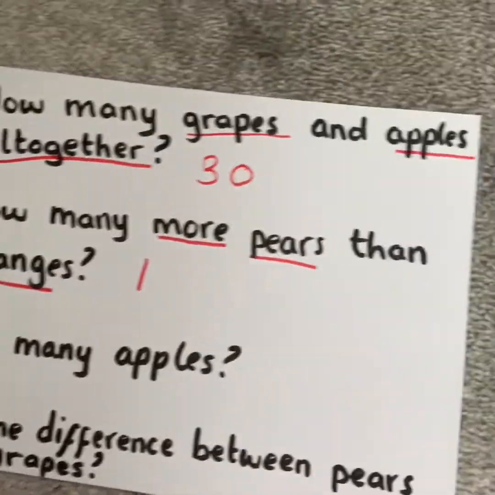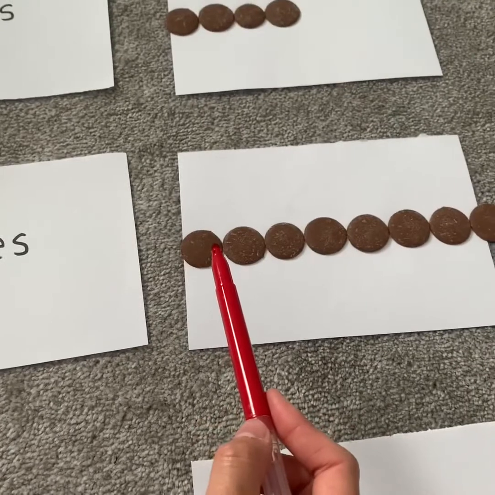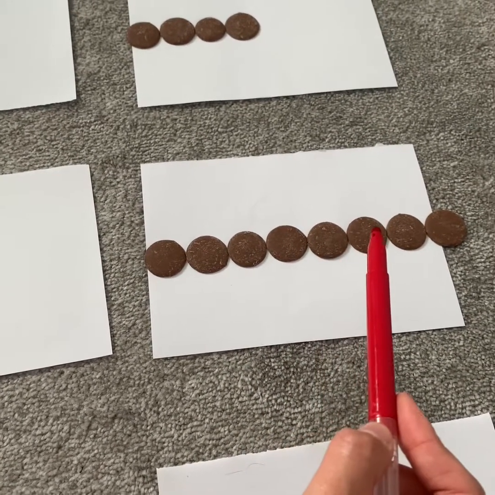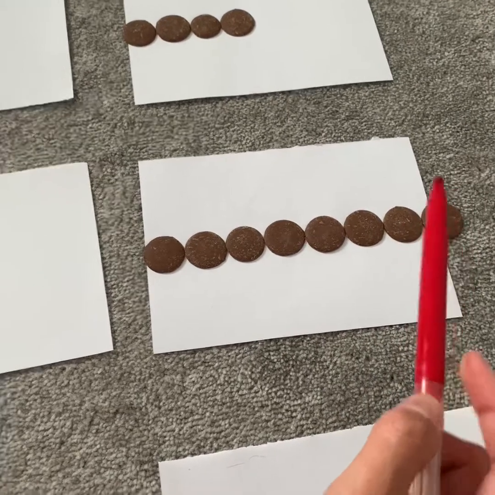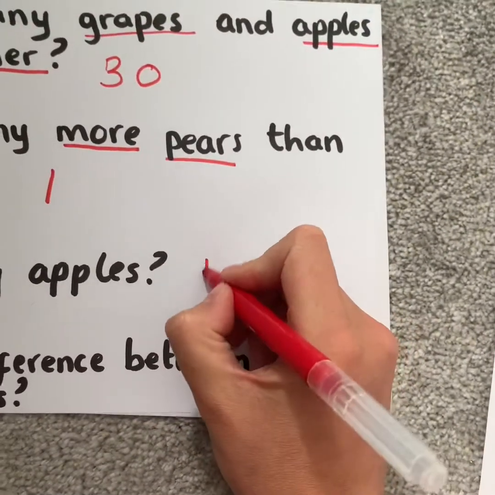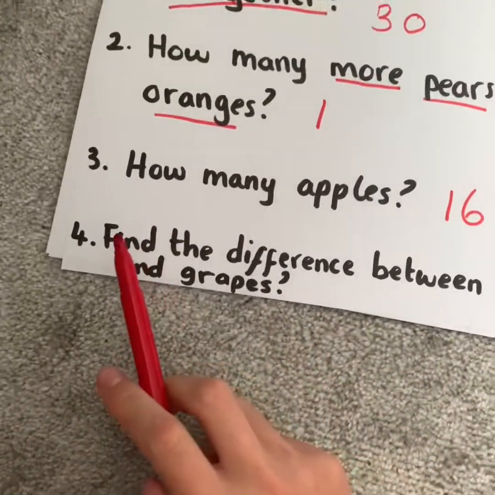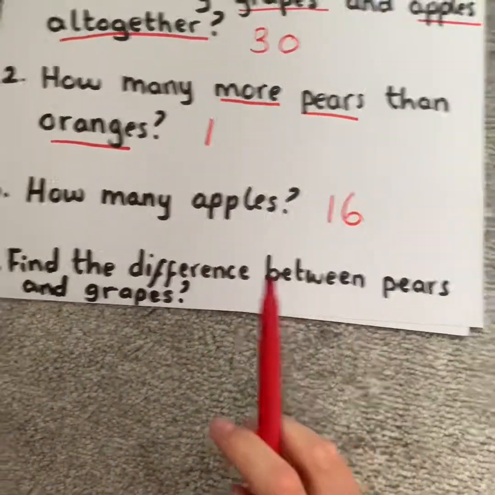How many apples? So how many apples are there? 2, 4, 6, 8, 10, 12, 14, 16. There are 16 apples. And the last one, find the difference between pears and grapes.